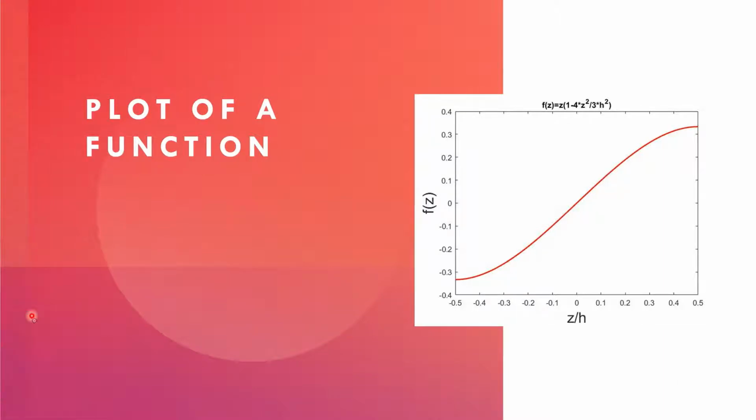So let's start. Here we can see that a function is shown. We will take the data points. The function is f(z), and here it is g by h, and the function f(z) is z into 1 minus 4g square upon 3h square. We have to plot this function in this manner. We will plot it in MATLAB. So it's problem 1. Let's see the second problem.